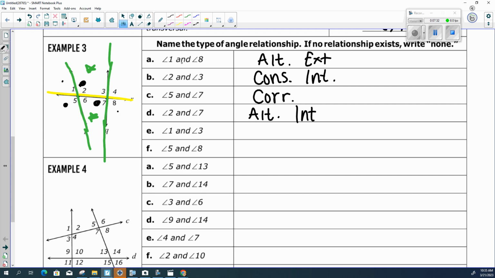At any point in time, pause. Like maybe pause right now and do E and F on your own. And then unpause and do it with me. Okay, 1 and 3. Are they on the same side of the transversal? Yes. Are they interior or exterior? One of each. So those are usually corresponding. All right, and the last one here, 5 and 8. Are they on the same side of the transversal? Yes. Are they interior or exterior? Exterior.